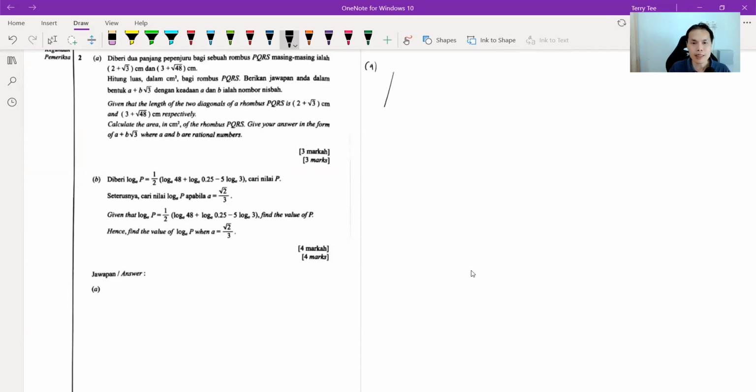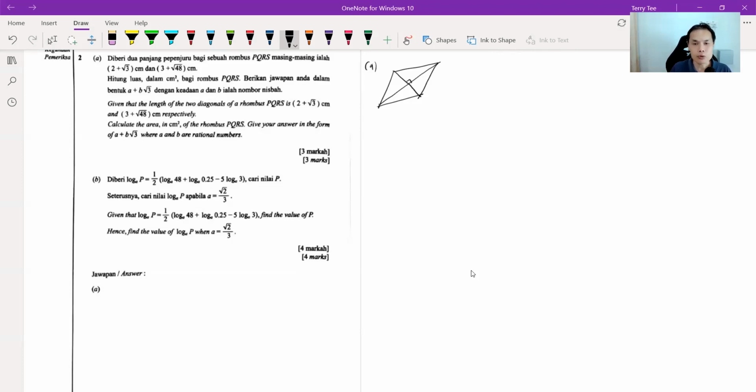So let's do a rough sketch. Since it's a rhombus, we can just draw a sketch like this. A rhombus is such that the 2 diagonals are always perpendicular. My rhombus doesn't look very perpendicular, so let me make it a little bit better like this. Okay, it looks a little bit more perpendicular. Yes, 90 degrees here.